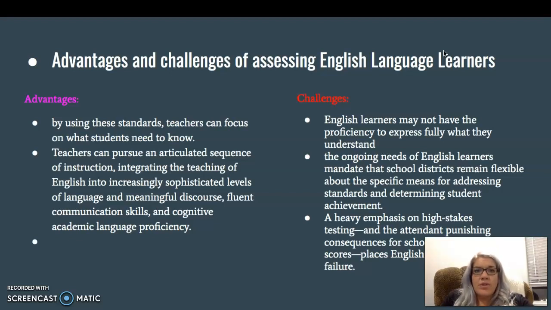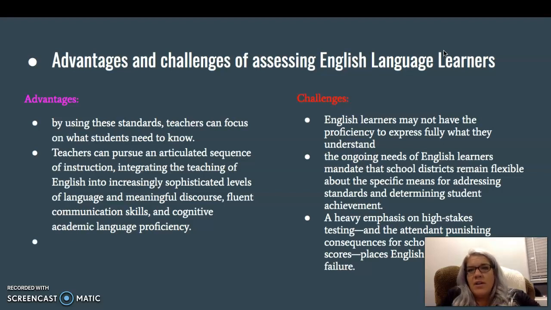Teachers are able to help students with their communication skills and with their language proficiency in hopes that that would help them to do better on these tests. Now, the challenge is that if a student isn't proficient, they might not fully understand what they're taking, so they would have results based off of their language and not their knowledge, possibly.